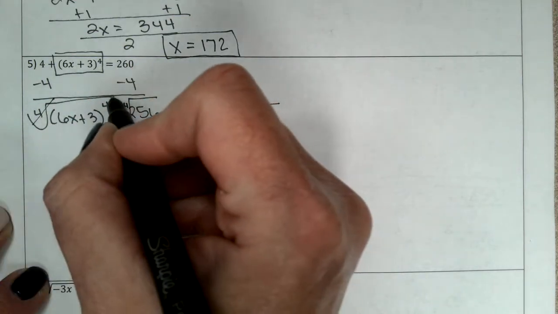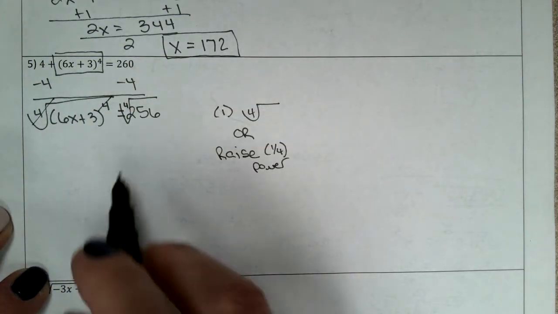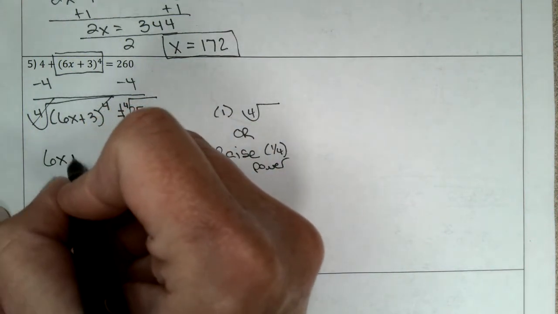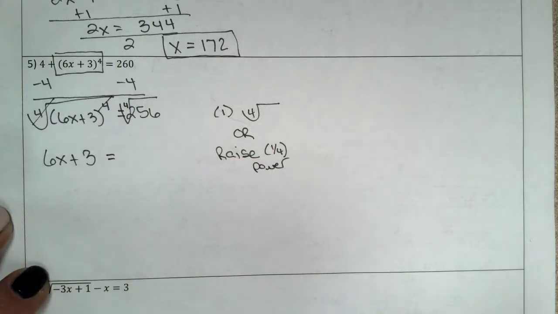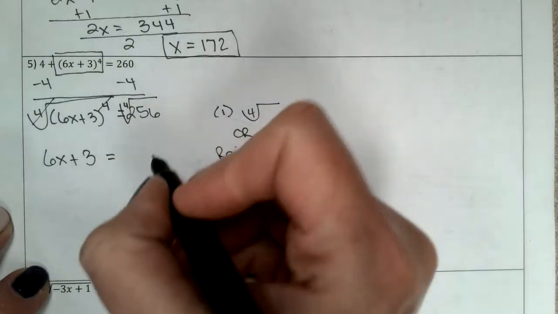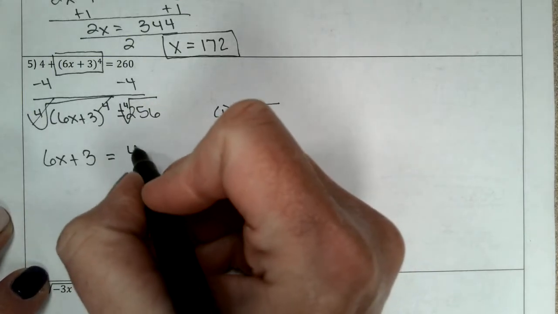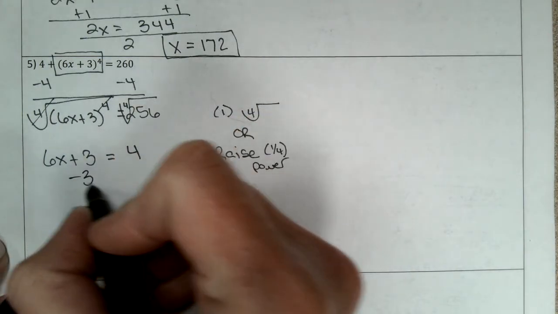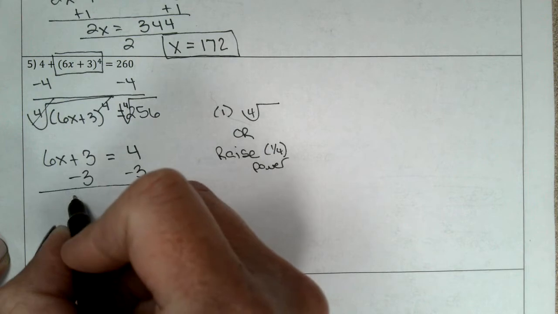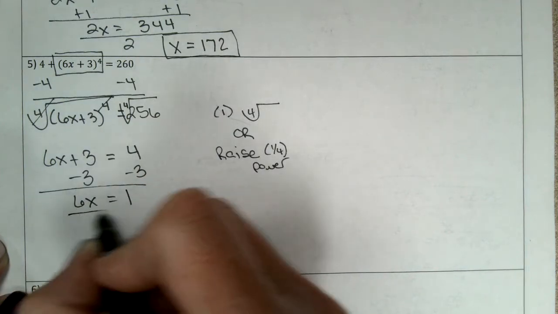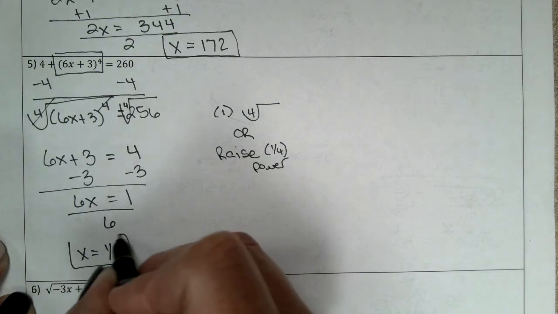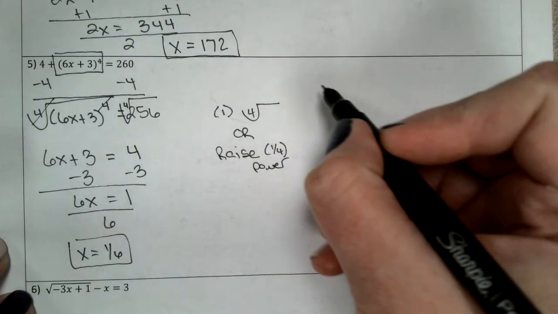So when I take the 4th root, that is what knocks out the exponent, and so now I just have a 6x plus 3 on the left. And I'll teach you how to put this into your calculator in a second, but I can tell you it's 4. We're going to subtract 3 from both sides. So 6x equals 1 divided by 6, and x equals 1/6.